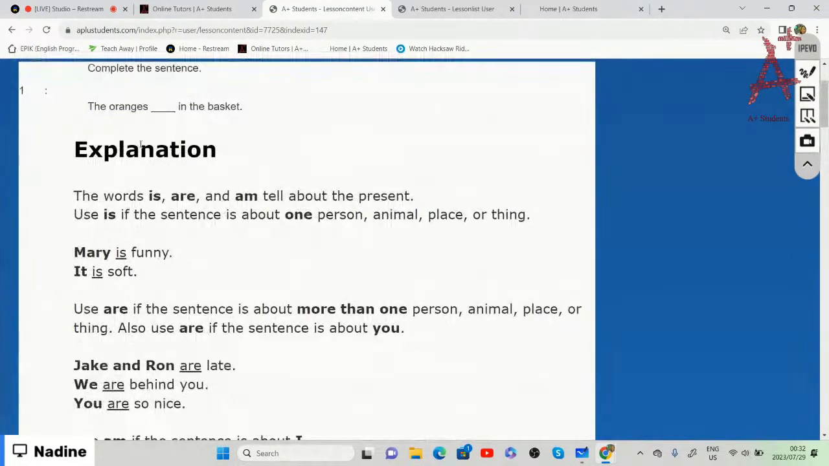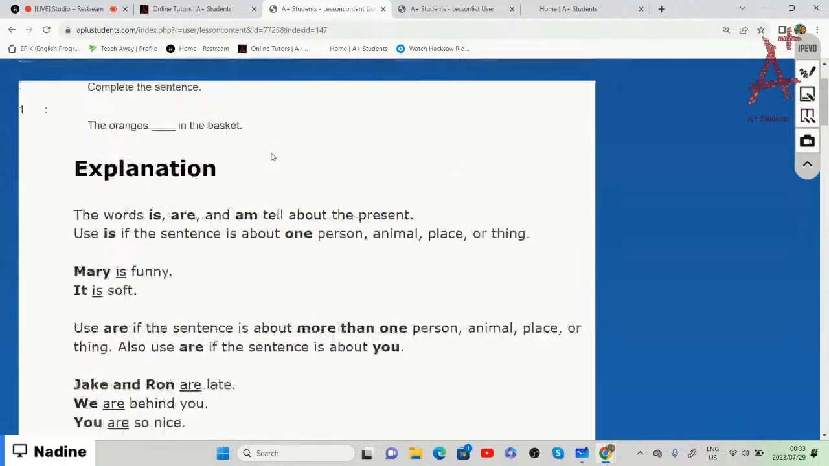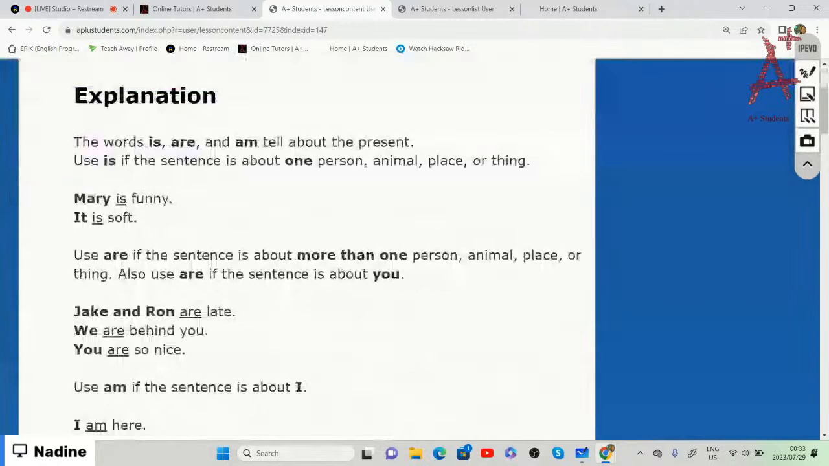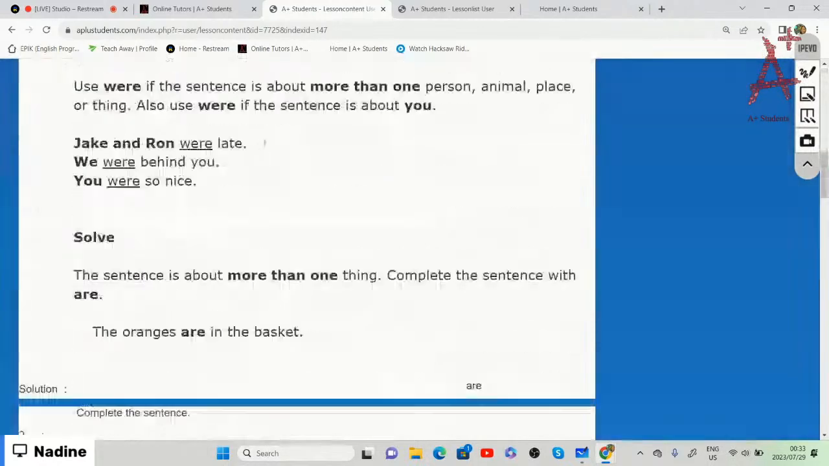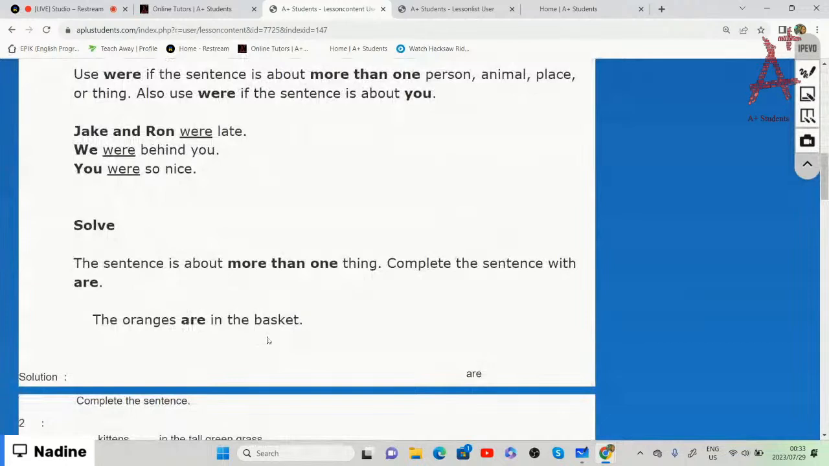So the oranges refers to more than one in the basket. We can say the oranges were in the basket, right? So they were in the basket. Or the oranges are in the basket. So it's either are or were. And in this case, it is are. So it is currently in the basket. This is referring to the present. So the oranges are in the basket.